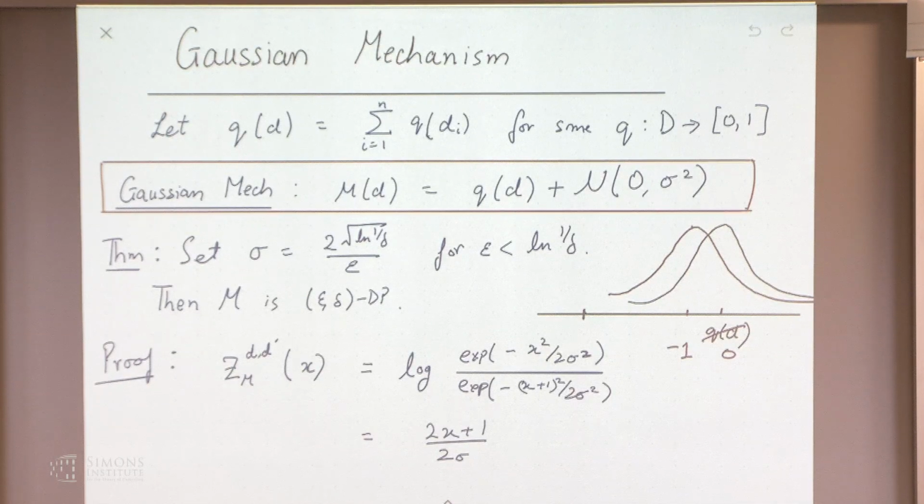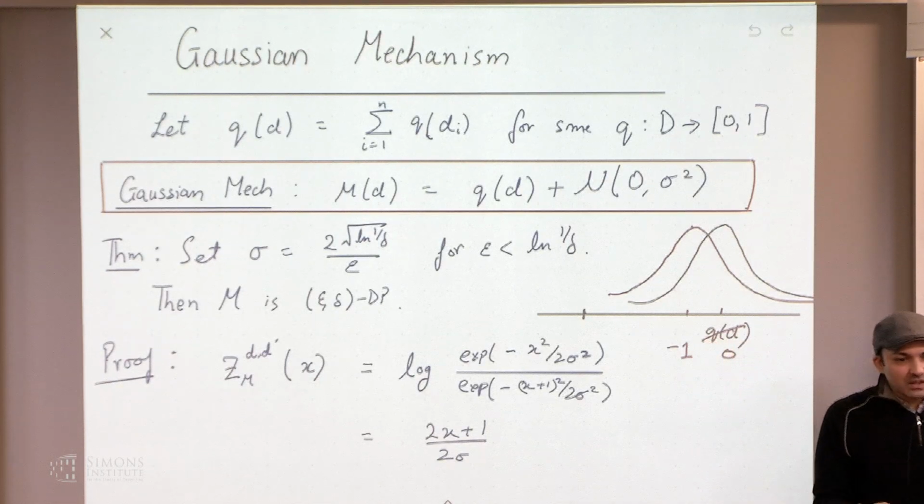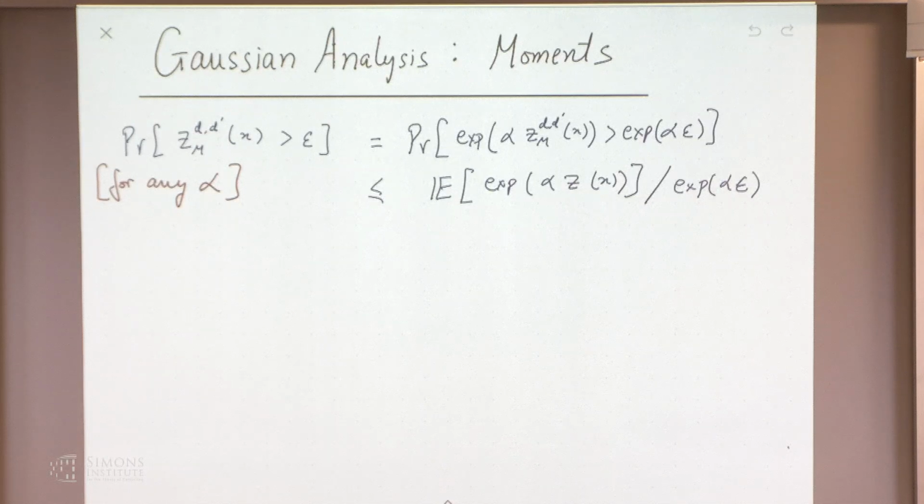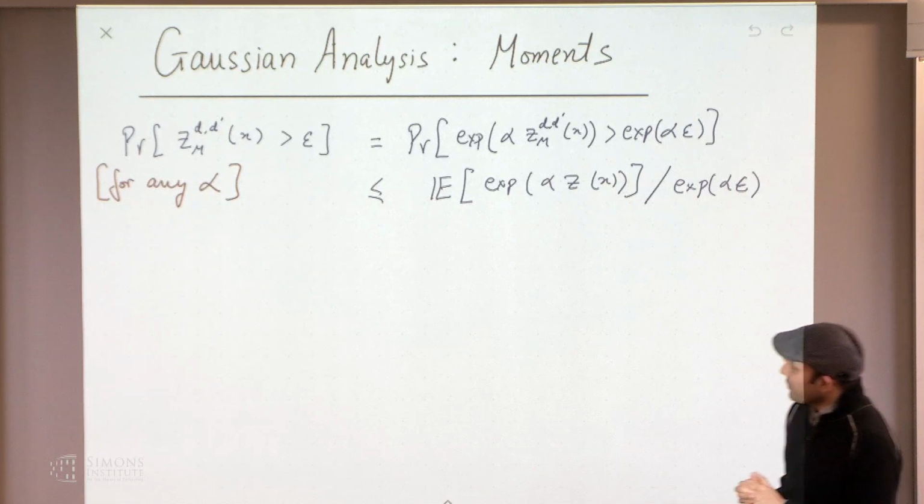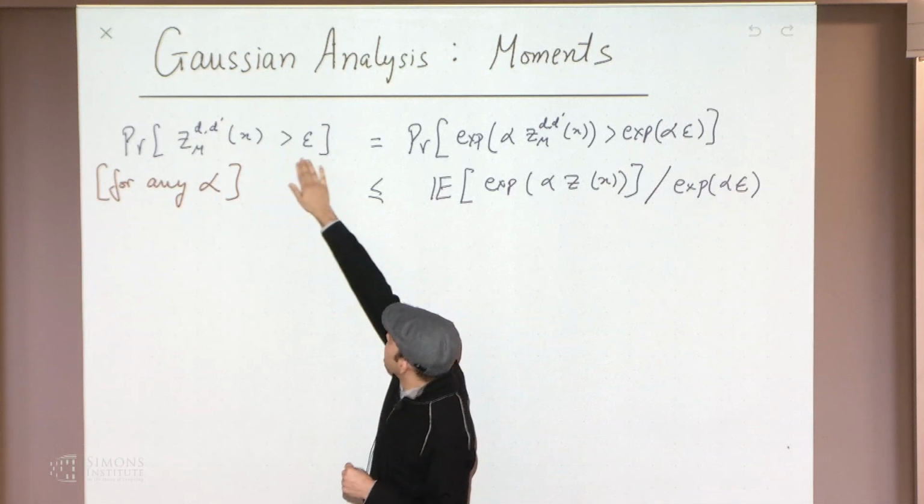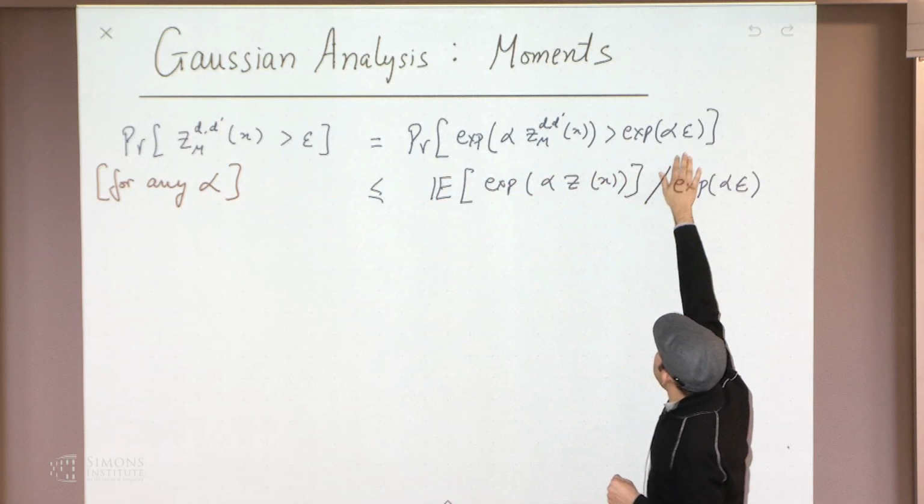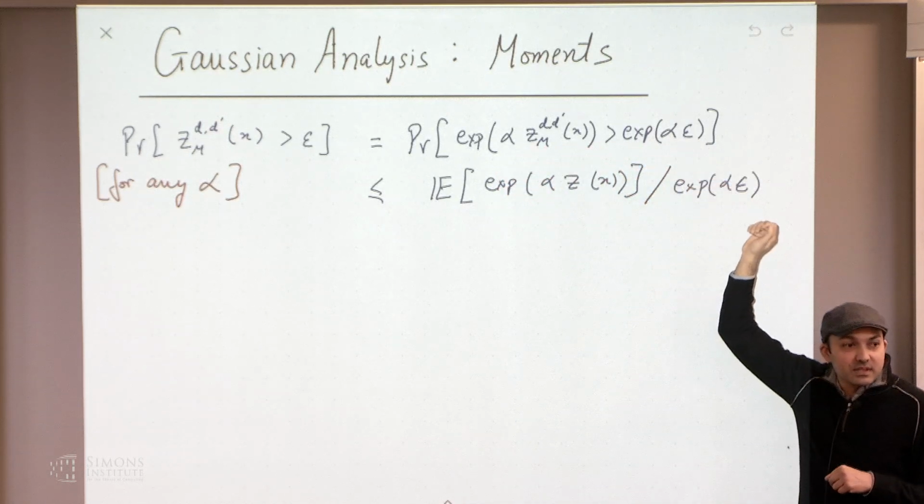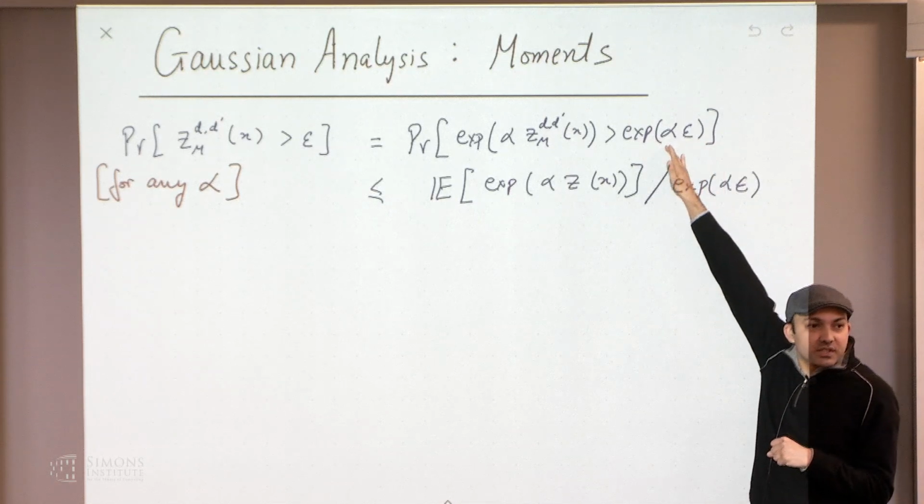Recall that we wanted to bound the tails of this privacy loss random variable. So we'll take a leaf out of classical work on bounding tails of random variables. If you ask a probabilist, how do you bound tails of a random variable? The standard way is to use moments. So I have a positive random variable. The probability that it exceeds epsilon is the same as the probability that e to the alpha times that random variable exceeds e to the alpha times epsilon. I've just applied a monotone function here.